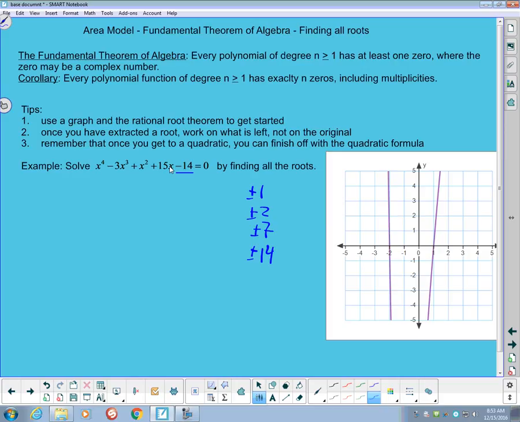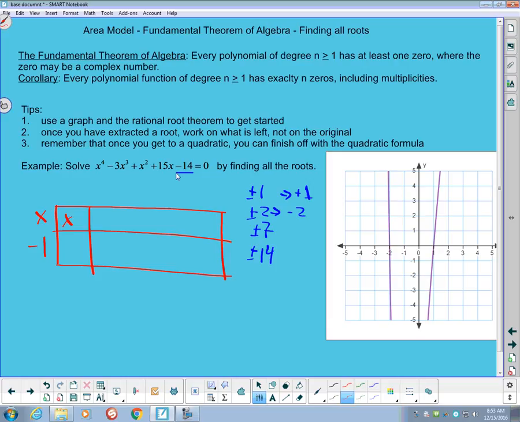And I can see from my graph that the negative 2 appears to be a root and the positive 1 appears to be a root. So I'm going to use my area models to get those out of there. If positive 1 is a root, then that means x minus 1 should come out of this thing. And so we will build this.